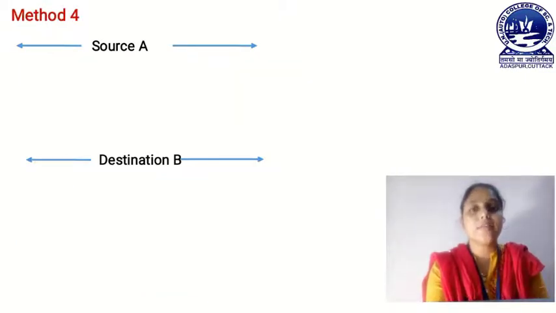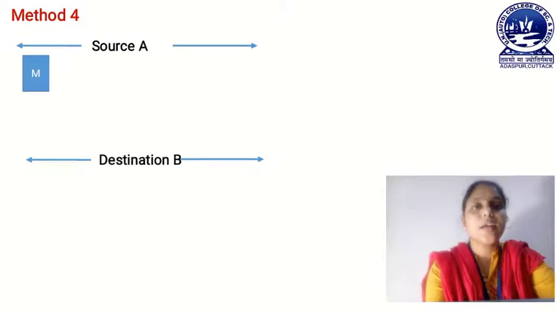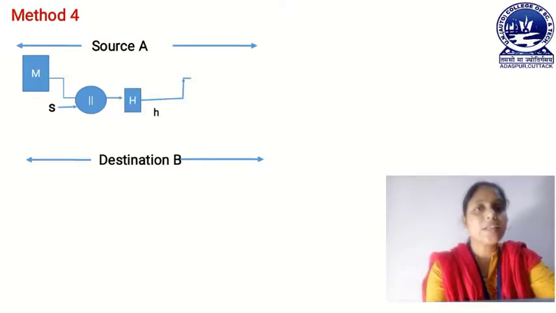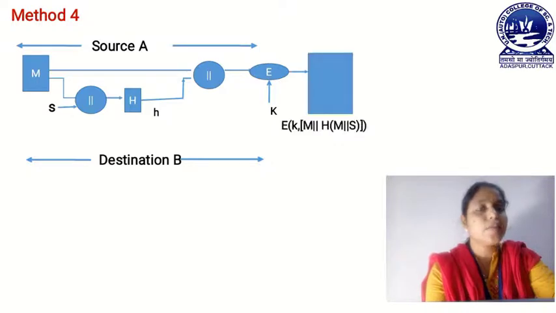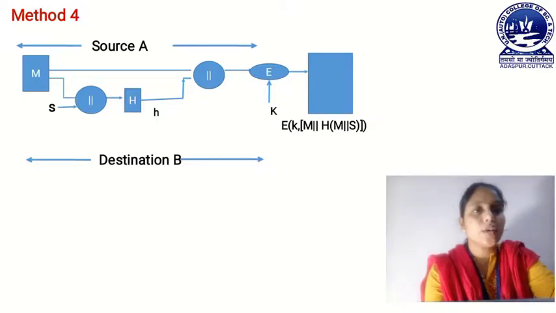Now look at the next method. In this method the source A generates the message M. After that it appends the secret value with the message, then it calculates the hash value of the message appended with the secret value S. After calculating the hash value, it appends the original message with the calculated hash value. Then it applies some encryption algorithm by using the secret key, that is K. After encrypting, this message is generated and actually transmitted to the destination B.